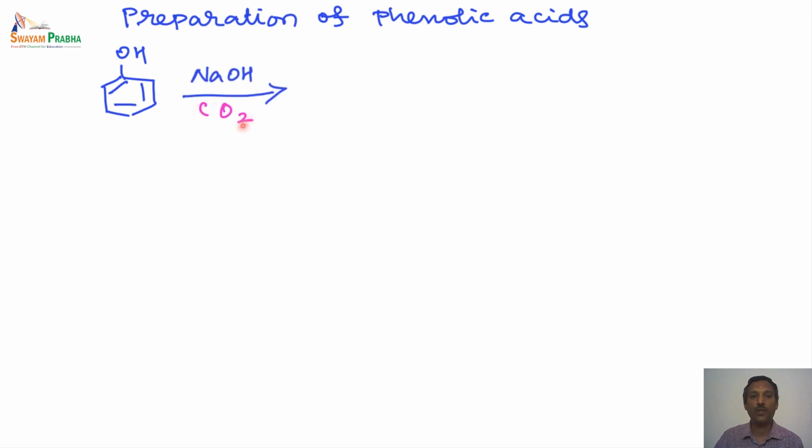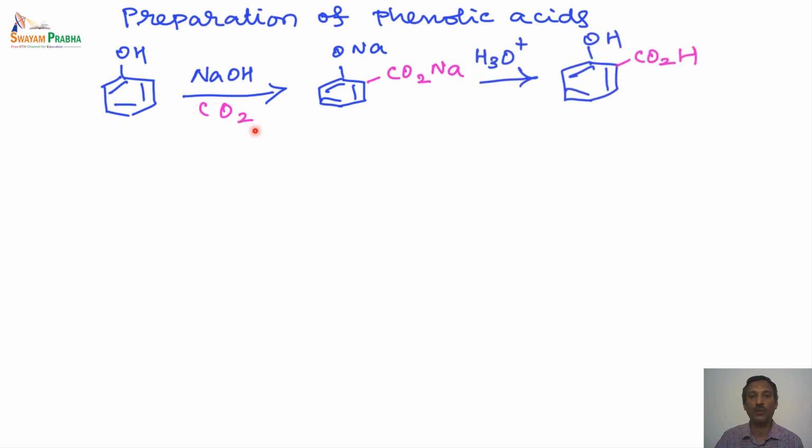The next one is preparation of phenolic acids. In this particular case, we are using carbon dioxide as a source for the carboxylic acid unit. So phenols when treated with sodium hydroxide form the sodium phenoxides, and this on treatment with CO2 under high pressure conditions produces the corresponding sodium salt, which on acidic hydrolysis produces the corresponding hydroxybenzoic acids. So this is another method for preparing carboxylic acids.